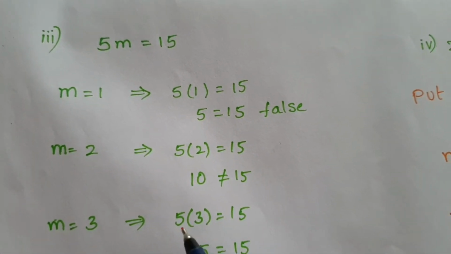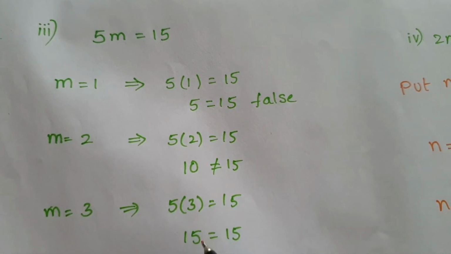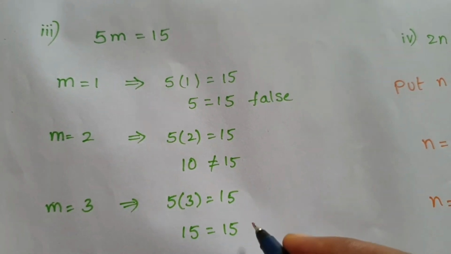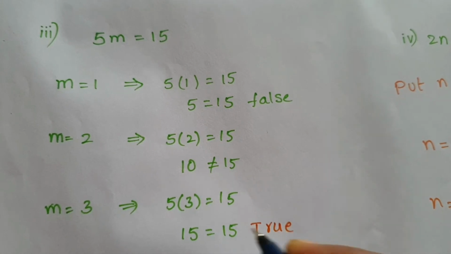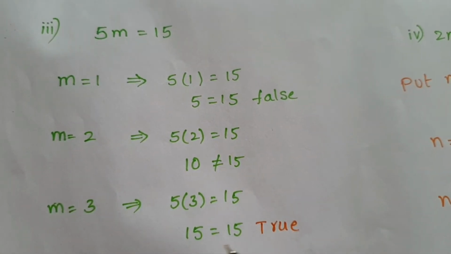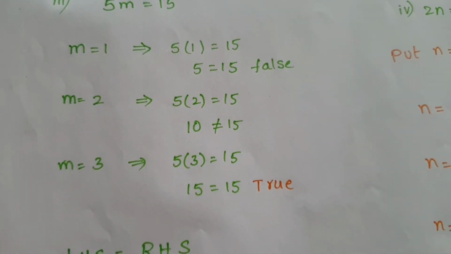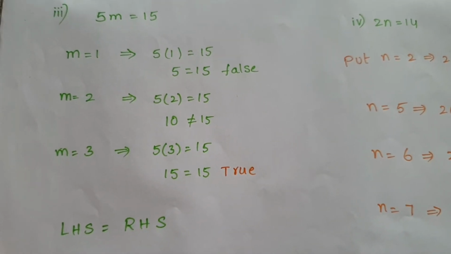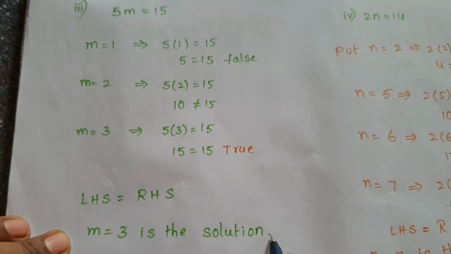Next, 3. 5m equal to 15. 5 into 3, 5 threes are 15. 15 equal to 15. This is true. So which value is true? LHS equal to RHS. Here LHS equal to RHS. Now m equal to 3 is the correct solution.